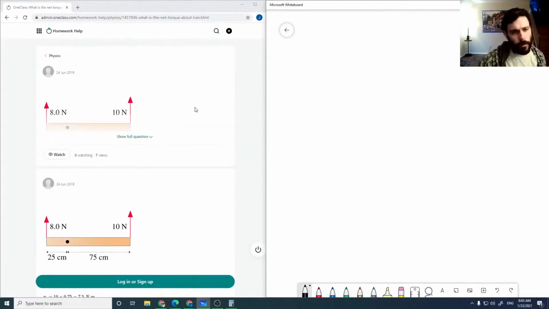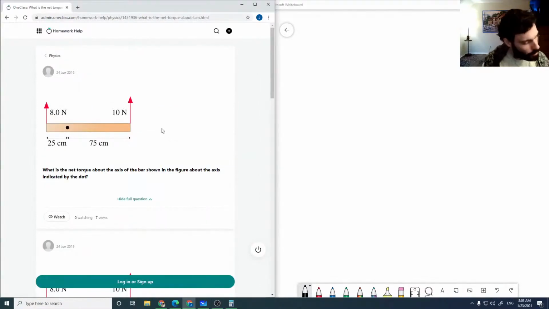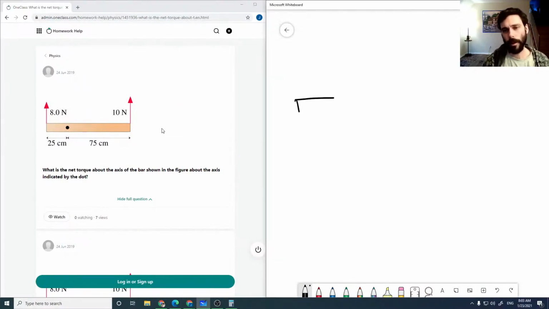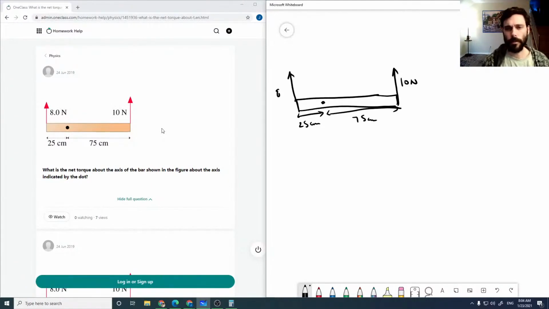All right, so a small breather question, fairly simple one. You've got a bar, a horizontal bar, with a pivot point, and so that's 25 centimeters, that's 75 centimeters. We're given that the force on this end is 10 newtons, the force on this end is 8 newtons, and it asks what is the net torque.